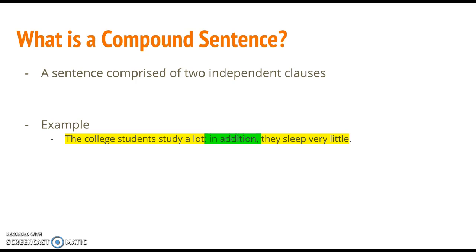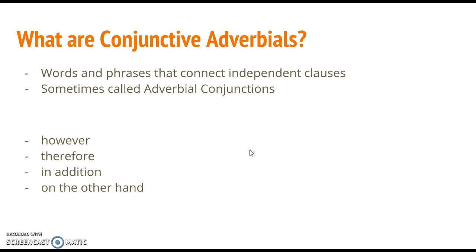For example, the college students study a lot. In addition, they sleep very little. So we have an independent clause, the college students study a lot, and we have they sleep very little. So two independent clauses, in this case, connected by a conjunctive adverbial.